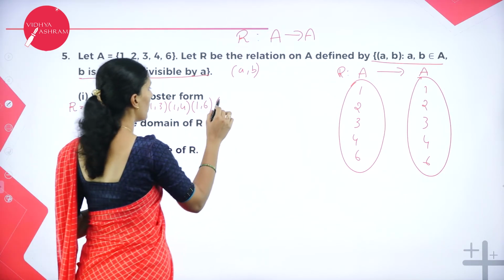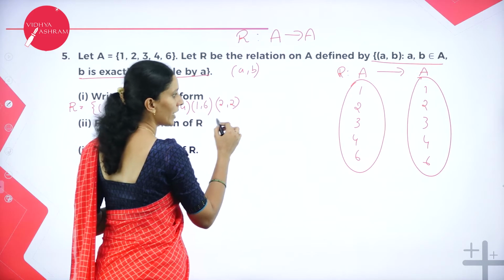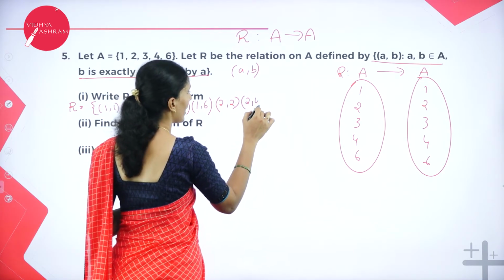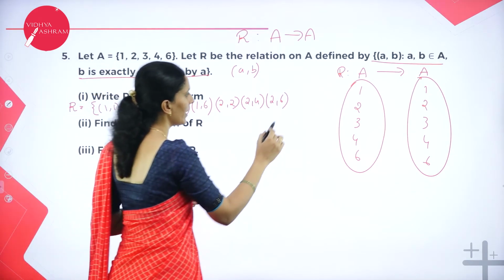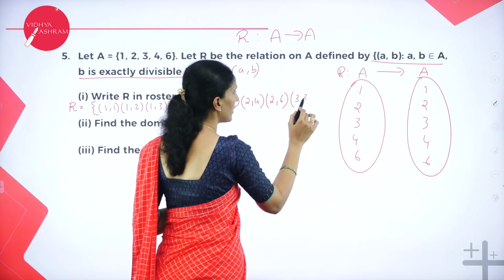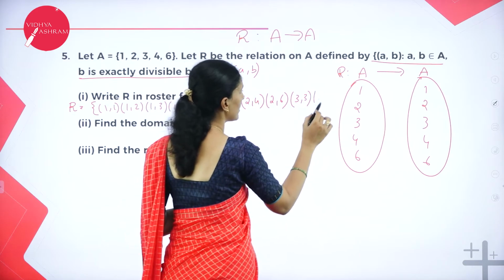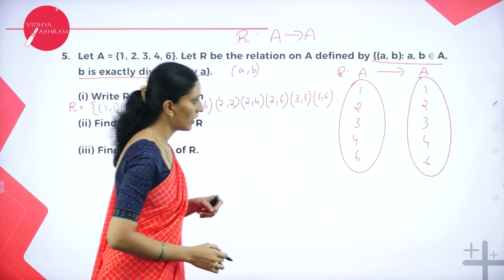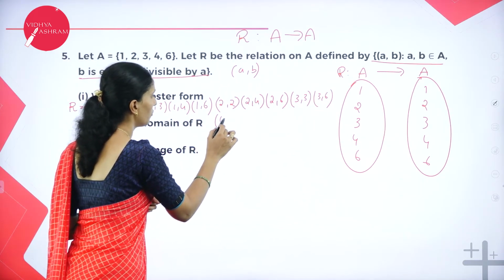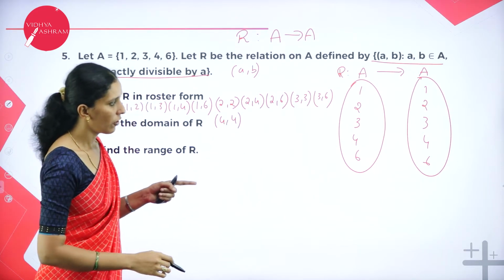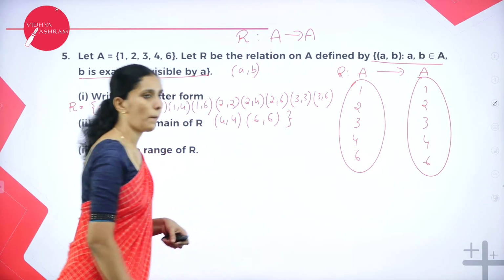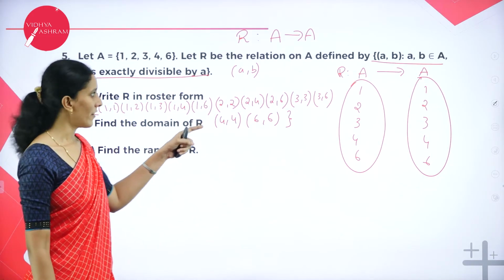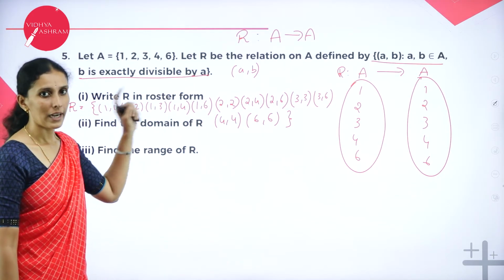I can write (2, 2). (2, 3) I can't. (2, 4) I can write, (2, 6) I can write. And when it comes to 3, 3 divides 3 and 3 divides 6, so that is possible. For 4, I can write (4, 4). 4 cannot divide 6, but 6 can divide 6. So these are the possible ordered pairs I can write according to this relation.